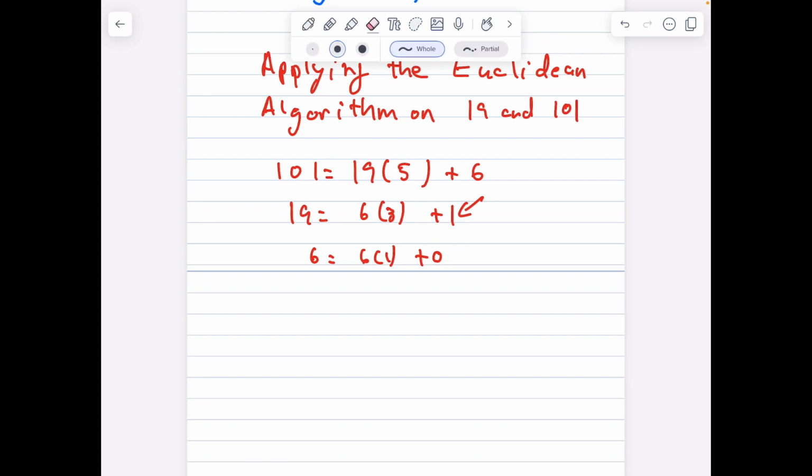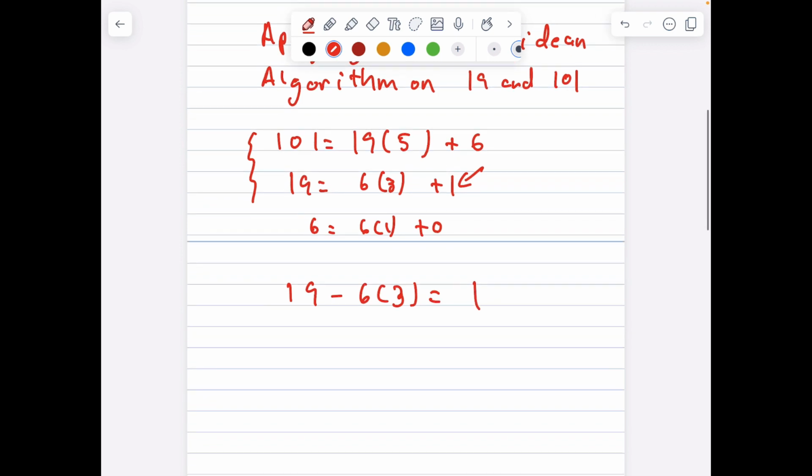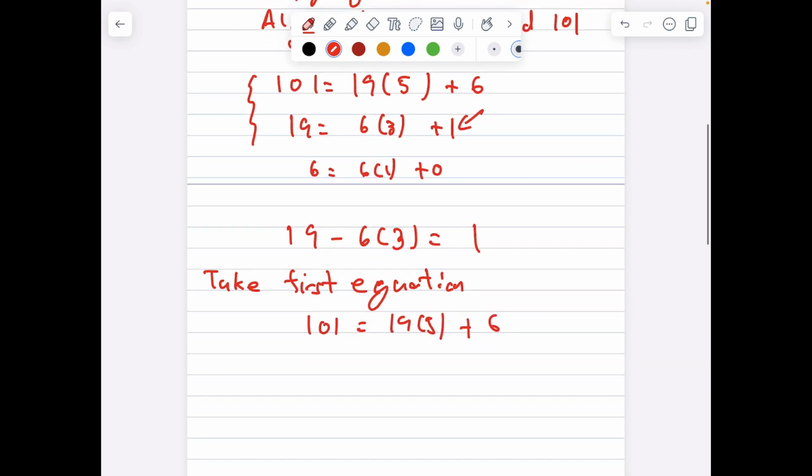And what I'm really going to be applying is these two equations. Okay, so first of all, notice that I'm going to take the second line. 19 minus 6 times 3 is equal to 1. Okay, so just rewriting the second line, 19 equals 6 times 3 plus 1. That's equal to saying 19 minus 6 times 3 equals 1. And if you take the first equation, I'm sorry, I'm not reading a book, you have 101 equals 19 times 5 plus 6.